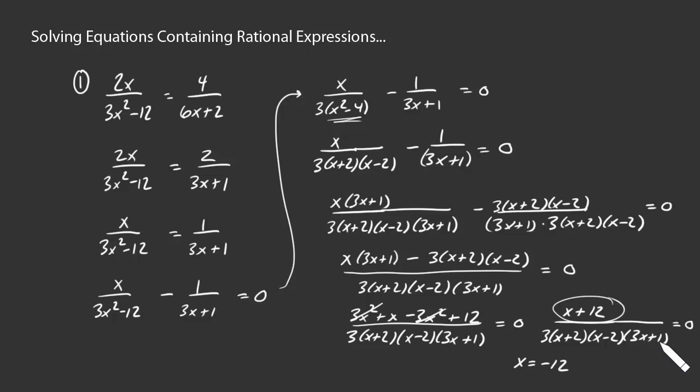These are all defined. The only way a fraction equals 0 is if the numerator is 0 and, so that you're not in indeterminate form, the denominator is not 0. X equals negative 12 satisfies both of those conditions, and so it is indeed a solution to this original equation. Okay? It's a little more work, but it's a little safer too.